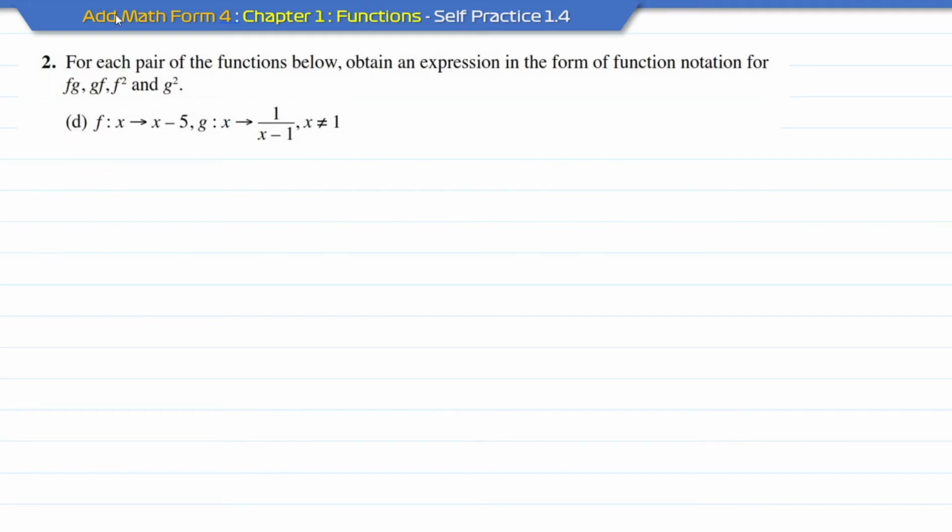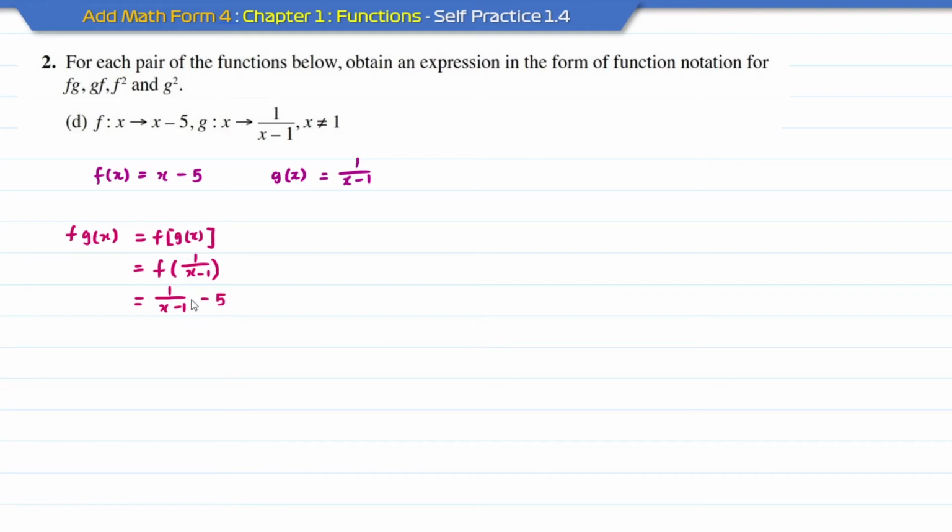D, we have the function f, which is equal to x minus 5. And then we have the function g, which is equal to 1 over x minus 1. So we're going to solve for the first one first. The composite function of fg(x), which means we're going to insert the function g into our function f. So the function g is 1 over x minus 1. So we're going to insert this into the x in our function f. So 1 over x minus 1, minus 5.